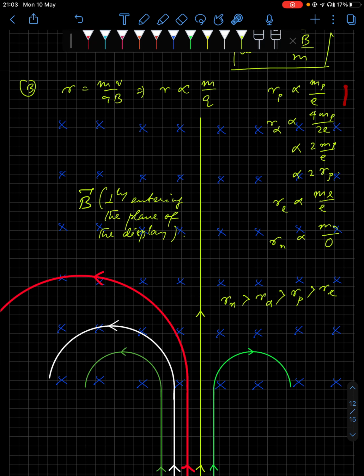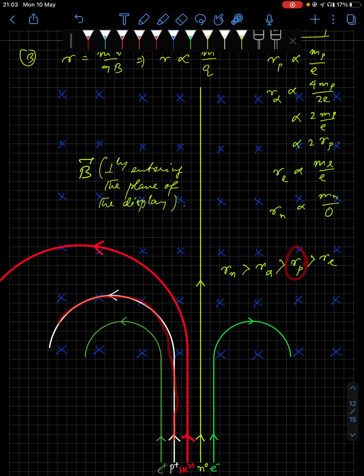So in accordance with this relation that we have worked out here, you can see that neutron has maximum radius, which means infinity, going straight, undeviated. Neutral particle is not affected by magnetic field, right? We have covered that. Next, radius of alpha particle is the second one. Next, radius of proton, the white one. Next, you have radius of positron here and radius of electron here. They have the same radius. Okay, this topic is clearly understood, I suppose.